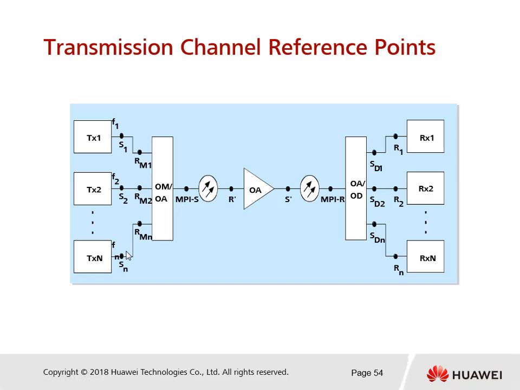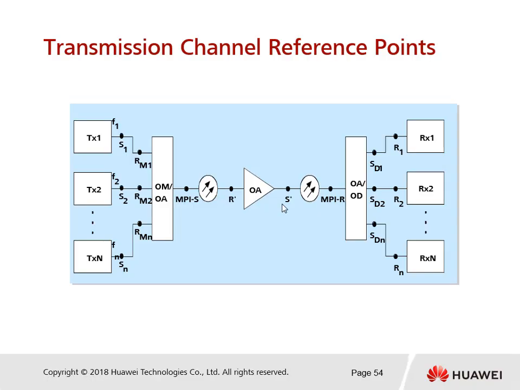Reference point on the optical fiber behind the optical output connectors of an OM or OA. S' and R' are reference points on the optical fiber before the optical input or output connectors of a line optical amplifier. MPI-R is the reference point on the optical fiber before the optical input connectors of an OD or OA. And SD1 to SDn are reference points at the optical output connectors of an OA or OD. R1 to Rn are reference points at the optical input connectors of receivers.